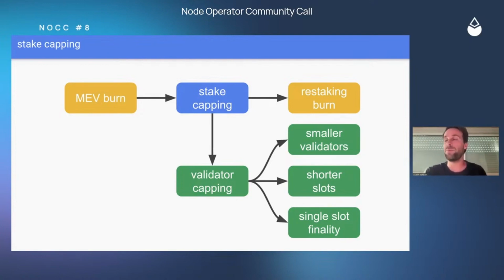And the reason why MEV burn is important here is because it smooths things out, it removes the variance, and it doesn't exacerbate the pooling dynamic that I was talking about before. Because there's two components to the reward right now. There's the issuance, which is extremely smooth, and then the MEV, which is very, very volatile. But if you remove the smooth part, then you have even more volatility. And so it's important to smooth the MEV before we can even think of doing stake capping.